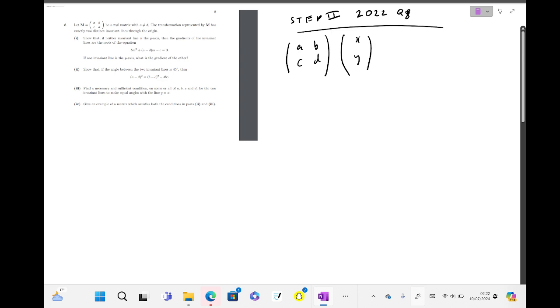Essentially, if we multiply this matrix by (x, y), and we get something called big X and big Y, where obviously the x's and the y's are different, but the line is the same. So the line's going to map to itself. The gradient and the y-intercept are not going to change, but the point on that line will be different. So let's multiply this out first: ax + by is equal to big X, and cx + dy is equal to big Y.